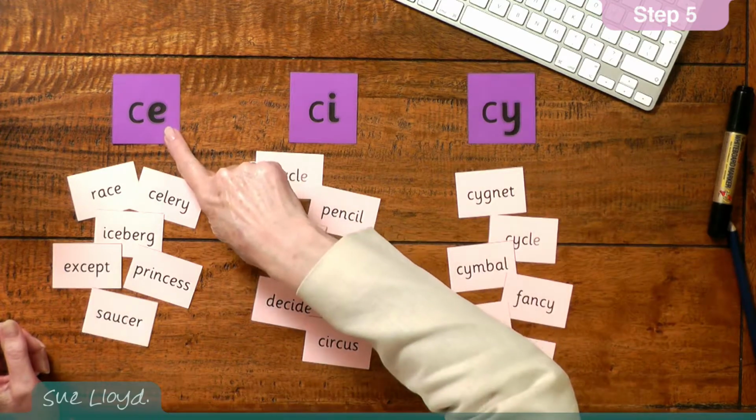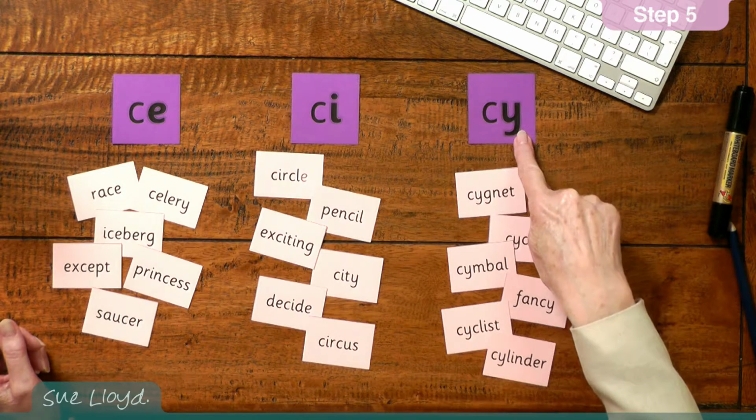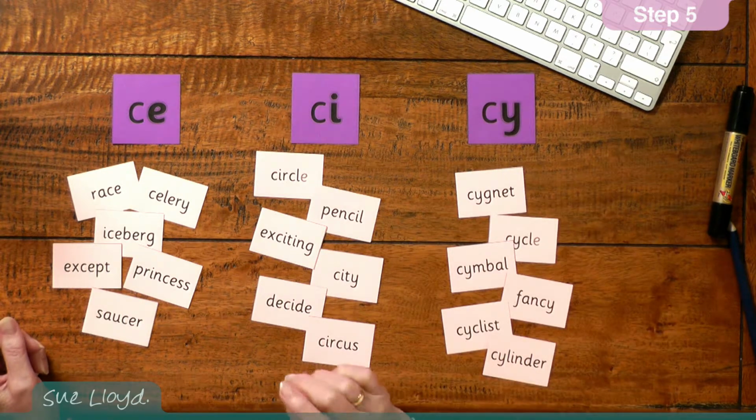The soft C and soft G need some explanation. Up until now, the letter C has had a K sound. Now the children need to be taught that sometimes it has an S sound. And this usually happens when the letter C is followed by the vowels E, I or Y. So E, I or Y after the C makes it go S.